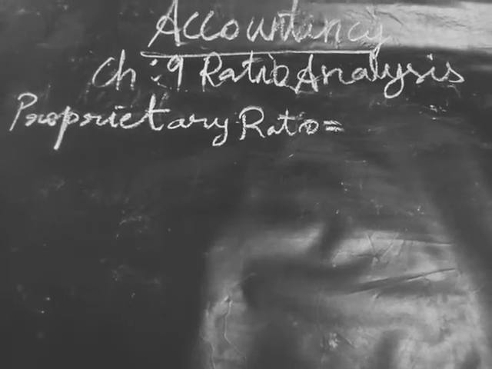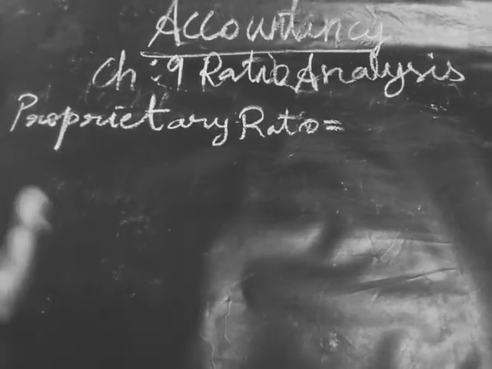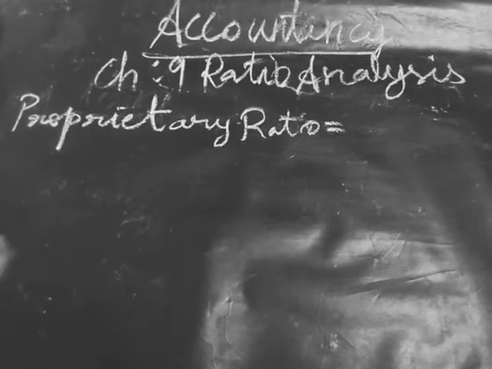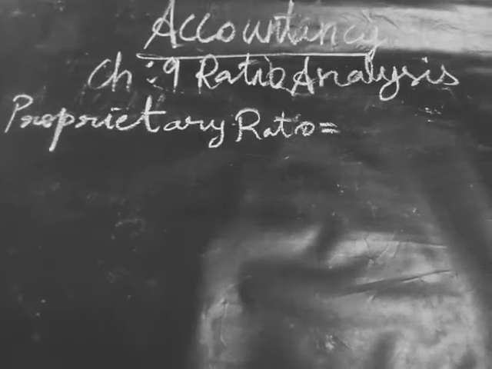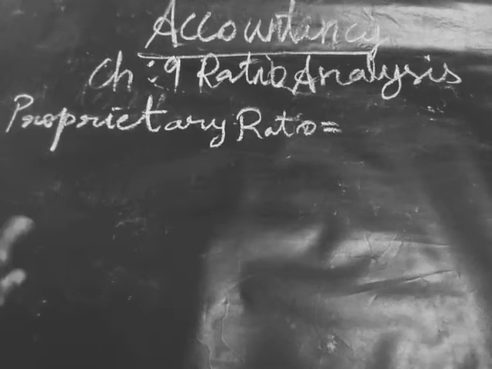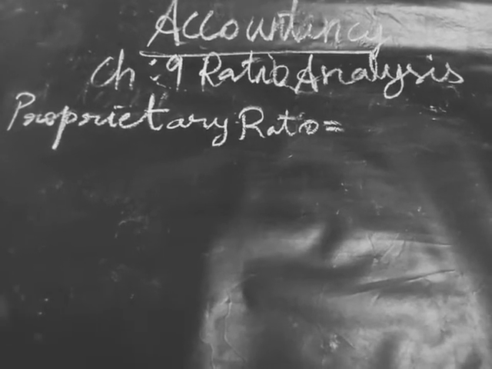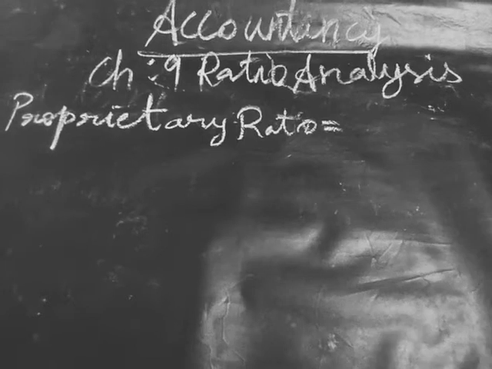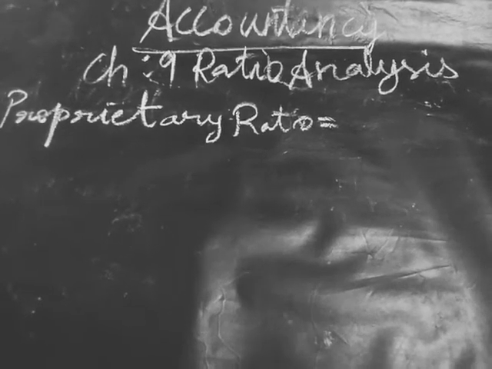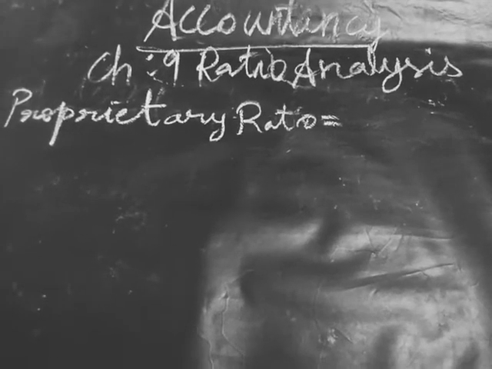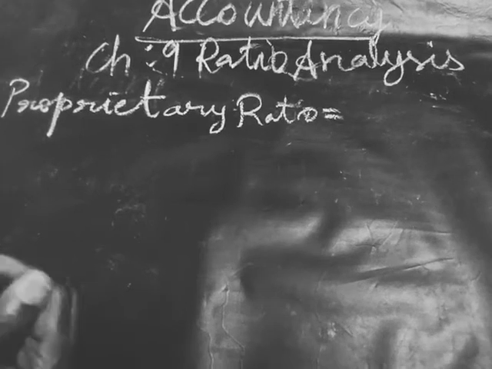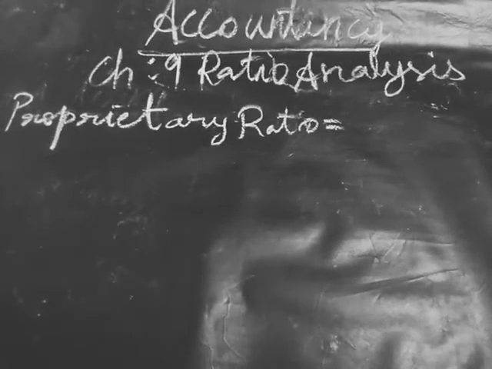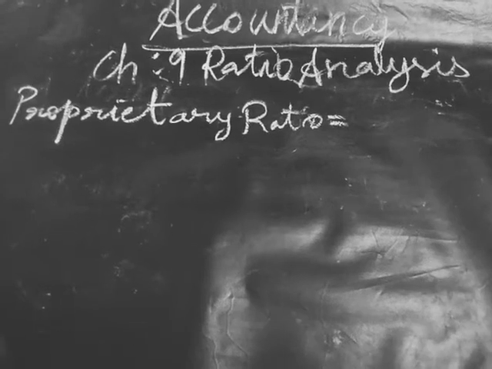If the proprietary ratio is higher, the satisfaction will also be higher. For whom? For lenders and creditors. It gives assurance to the lenders and creditors who lend to this firm. So, the higher the proprietary ratio, the greater the satisfaction, as the firm is dependent on external sources of finance. So, the proprietary ratio is calculated to know the long-term solvency position of the business concern.